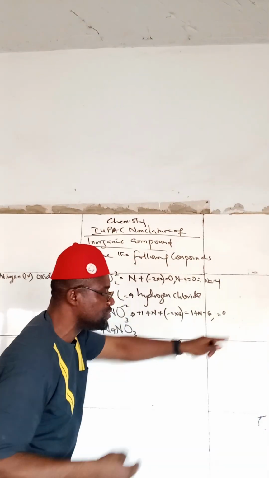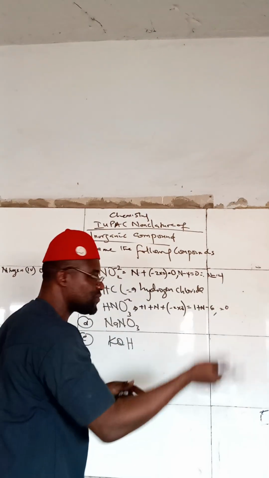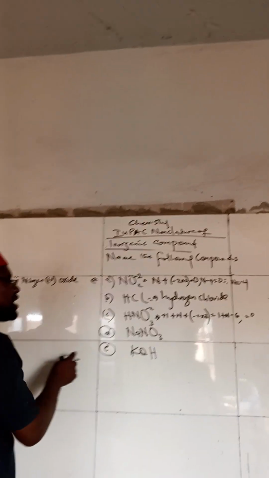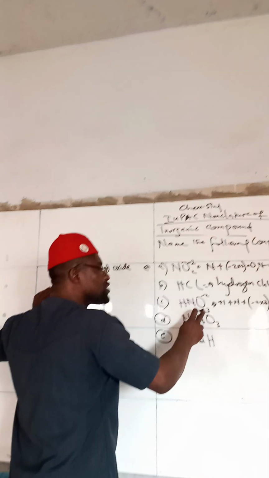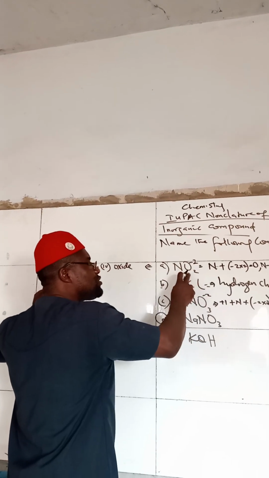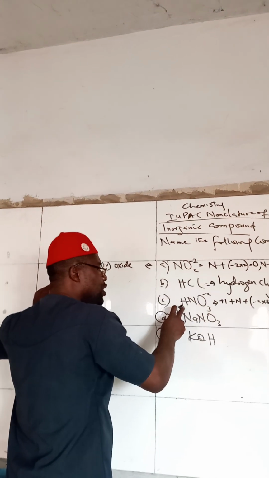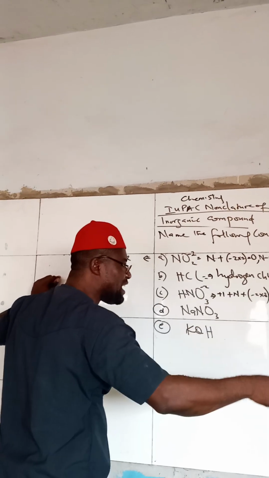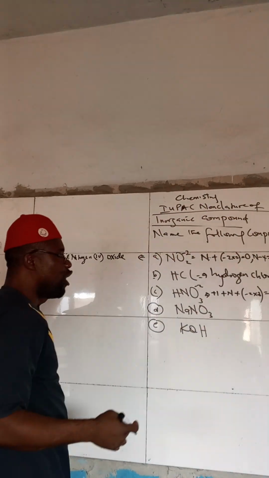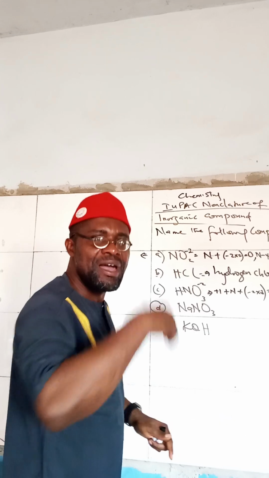So n minus 5 is 0. When -5 crosses it becomes +5. So n is 5. So this compound is known as hydrogen, because oxygen is 3 here. Remember when it's 2, we call it trioxo. Hydrogen trioxonitrate 5, or trioxonitrate 5 acid.